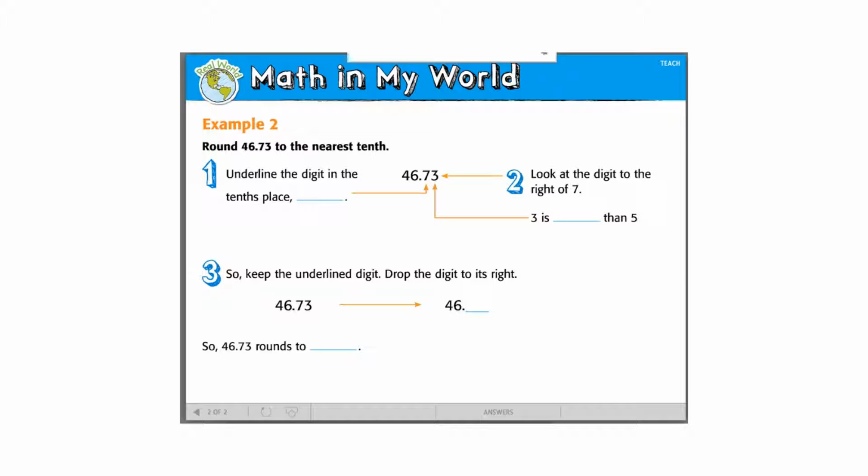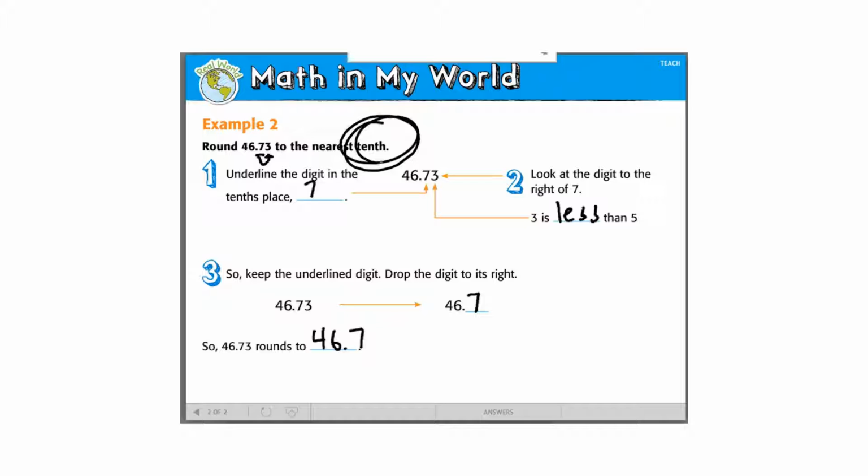So example number 2 is to round 46 and 73 hundredths to the nearest tenth. Here's the tenths place. If we look to the right, which is what we're doing here, the underlined, the tenths place would be the 7. When we look to the right, 3 is less than 5. Remember, 4 or less, you give it a rest. So you're going to keep the underlined digit the same, and you're going to drop the digits to the right. So then 46 and 73 hundredths just rounds to 46 and 7 tenths.